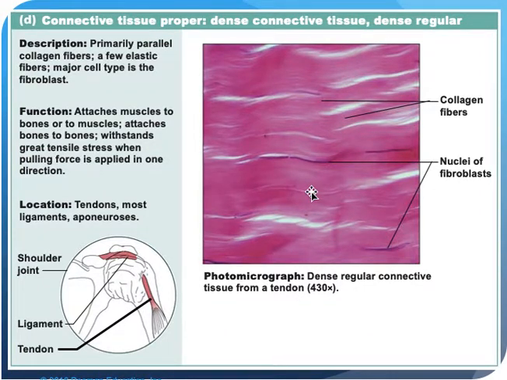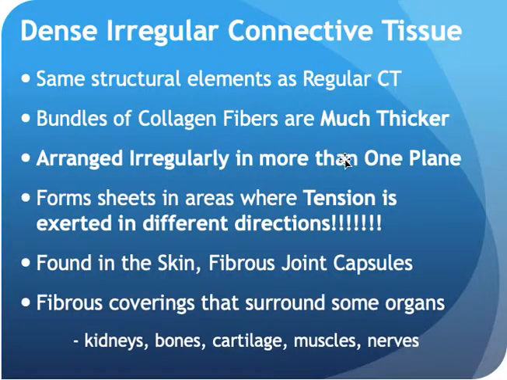Now we get to our picture of our dense connective tissue, and we can see it's mostly fibers, and they're wavy but running in one direction. It's different from the loose because there are not so many fibers, or not so much open space in there. Lots of fibers. Now we get to the dense irregular. This one's similar but a little bit different because these fibers are arranged irregularly, in more than one plane.